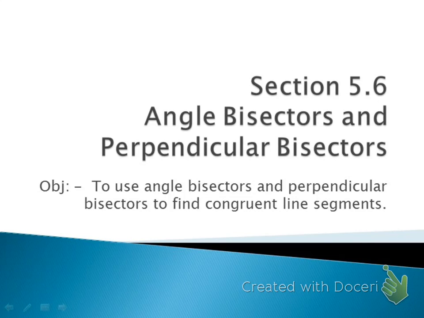All right, today we are going to look at section 5.6. It's all about angle bisectors and perpendicular bisectors. Your objective is to use angle bisectors and perpendicular bisectors to find congruent line segments.